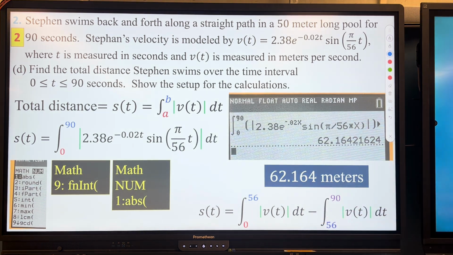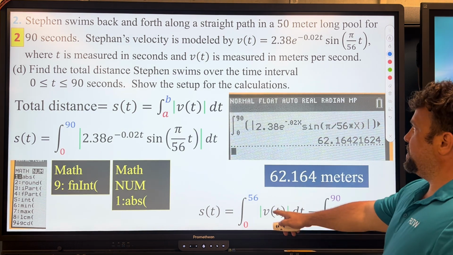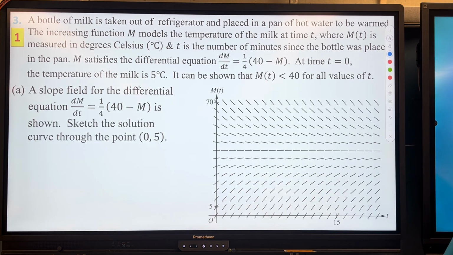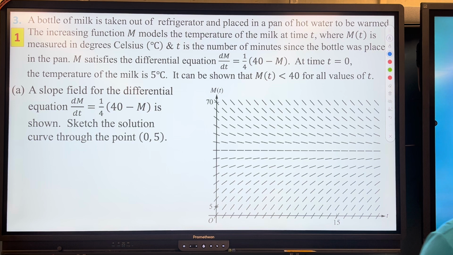You could also do it a different way. You can go from 0 to 56 where you know it's positive, and then subtract where you know it's negative, but that way is too difficult. That way's not fun.